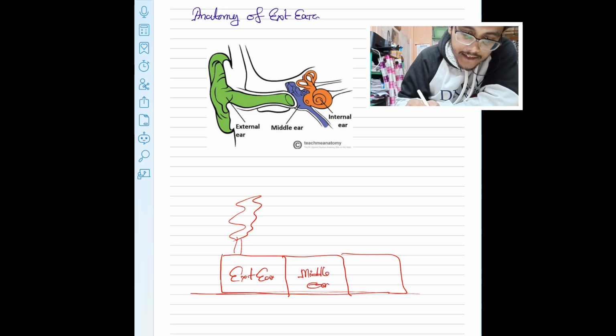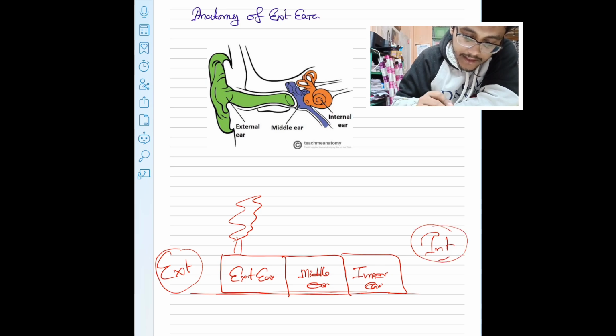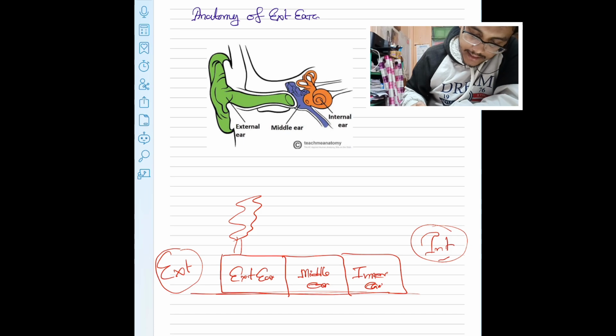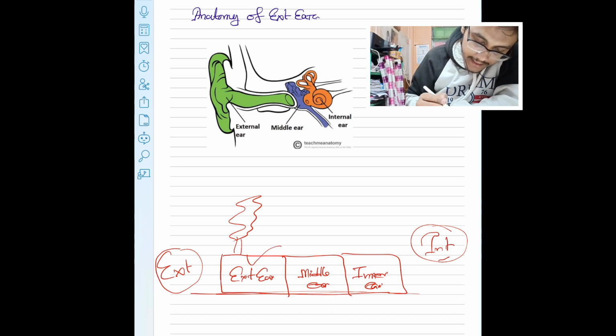and the most inside compartment, that's known as the inner ear. So from the external environment to the internal environment, we can divide the ear into three parts: the external ear, the middle ear, and the inner ear.